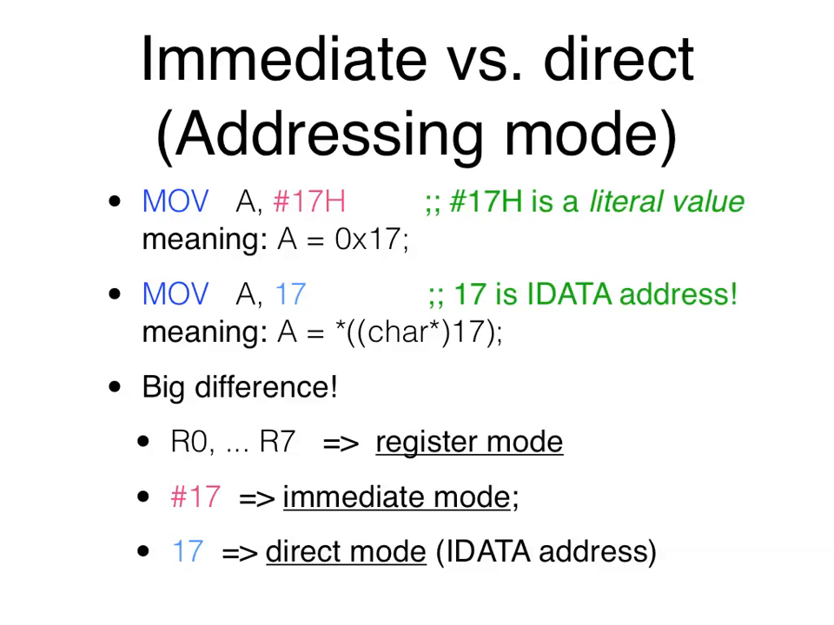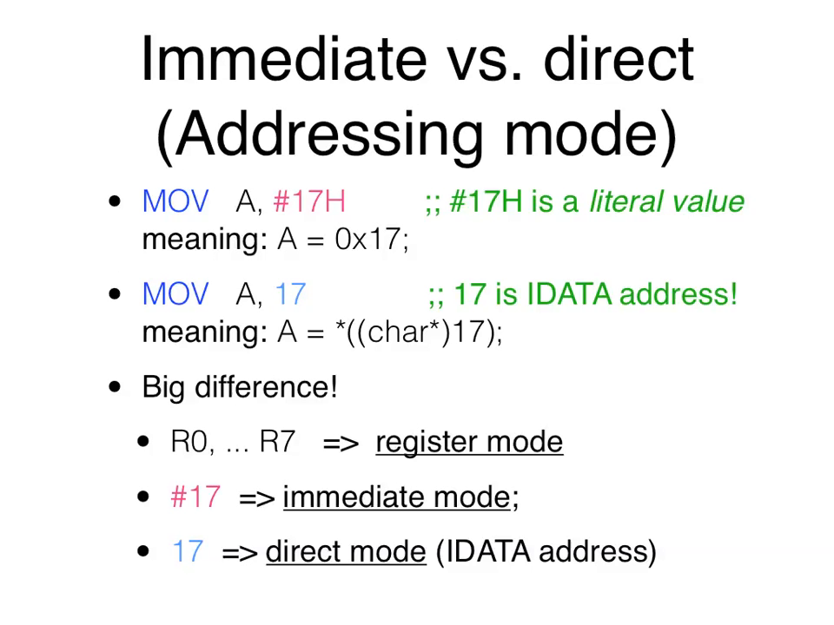Okay, so if you see something like move A, pound sign 17h, that's immediate. But if you don't put the pound sign and just put 17 or 17h, whichever, now what does that refer to? The 17 or 17h without the pound sign. Well, that actually refers to the IData address. Okay? That does not mean the value 17. It means address 17. Okay? So that's that.